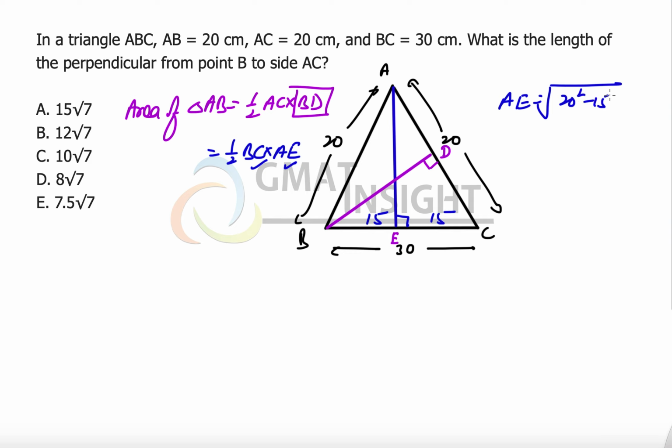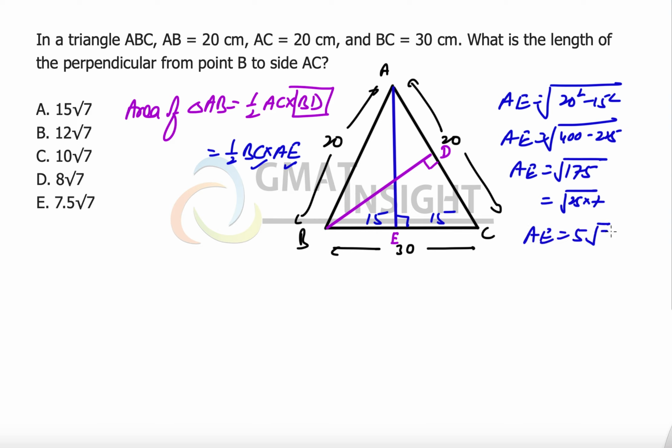20 square minus 15 square. So length of AE squared becomes equal to 400 minus 225. So AE is equal to square root of 175. That means square root of 25 into 7. So we get AE is equal to 5 square root of 7.